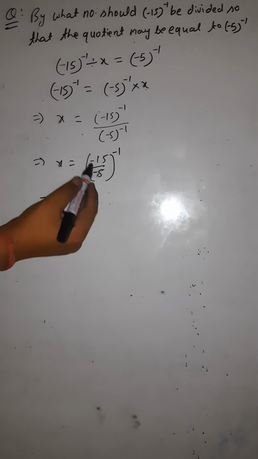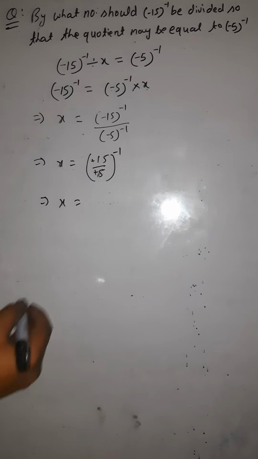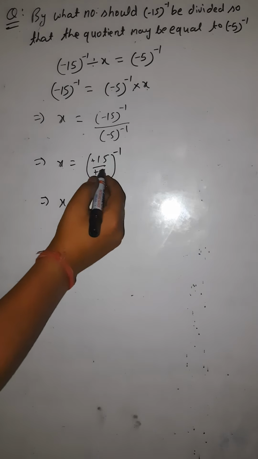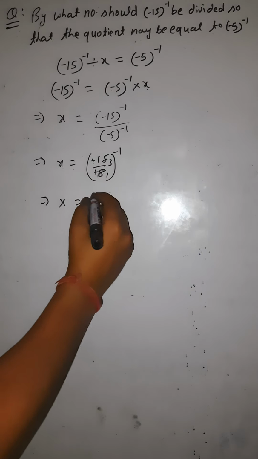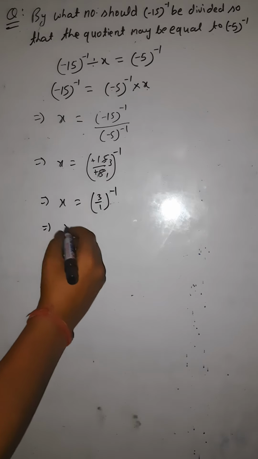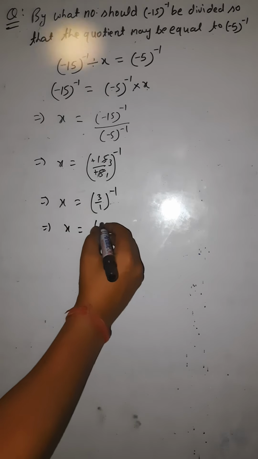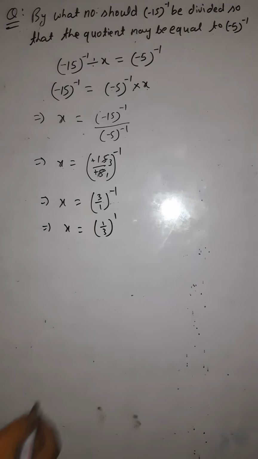If the numerator and denominator both have minus 1, you can cut this, both would become plus. So 5 ones are 5, 5 threes are 15, so it can be written as 3 by 1 whole raised to the power minus 1. If you want to make this power positive, you would have to reverse this inside. So I would write this as 1 by 3 whole raised to the power 1.